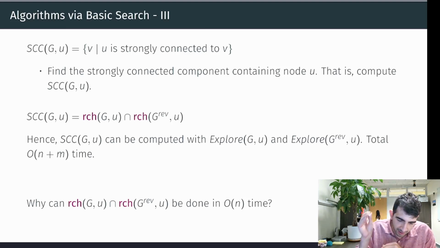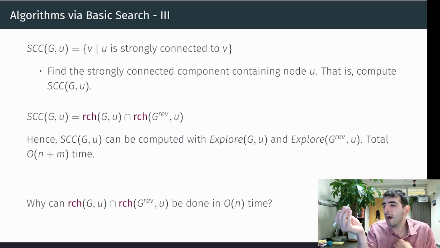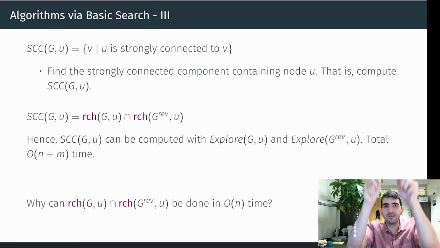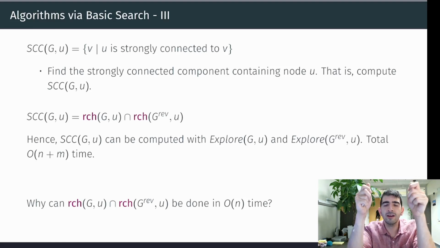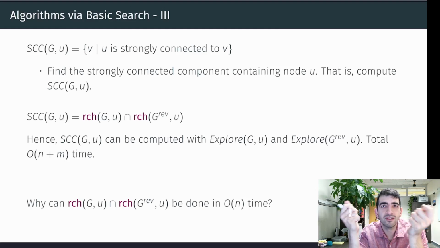So, computing the intersection. This is just a minor thing. Can computing the intersection take linear time? Does it take linear time? Yeah, it takes linear time, mainly because you could use the visited array. You could use the visited array and then just go through both visited arrays and see the nodes that have been marked as visited in both visited arrays.